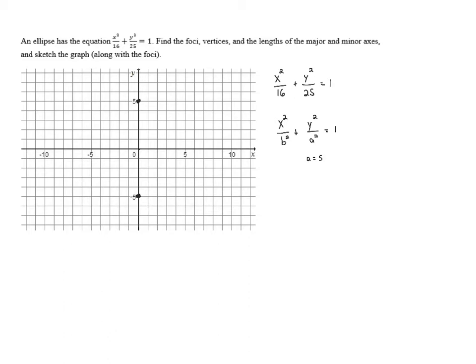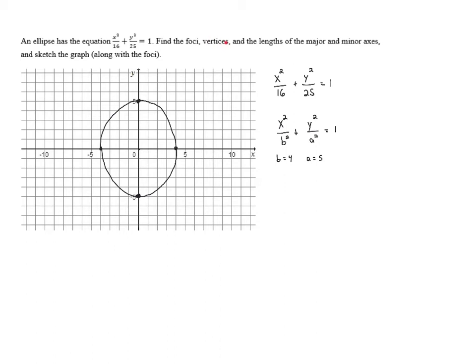If we look at the x term, we've got b squared in the denominator 16, so that means b is 4. And what that means is that the minor axis will have length 8. So specifically, we're going to be going to the right 4 units and the left 4 units for our minor axis, for our ellipse. And then we can draw the ellipse that goes through these points.